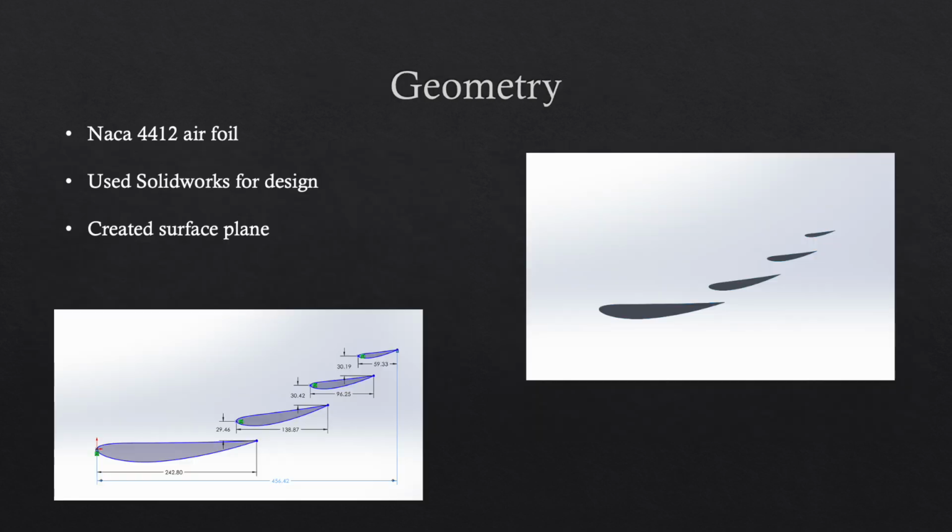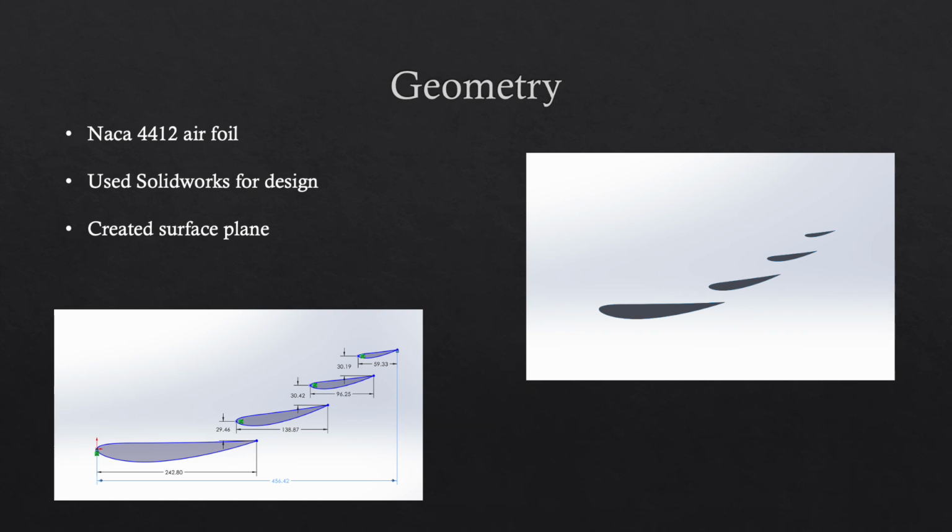To begin, I designed the Formula One front wing geometry in SOLIDWORKS. This involved importing the NACA 4412 wing into SOLIDWORKS, and using different tools like copy, paste, rotate, and scale, I constructed this wing design.